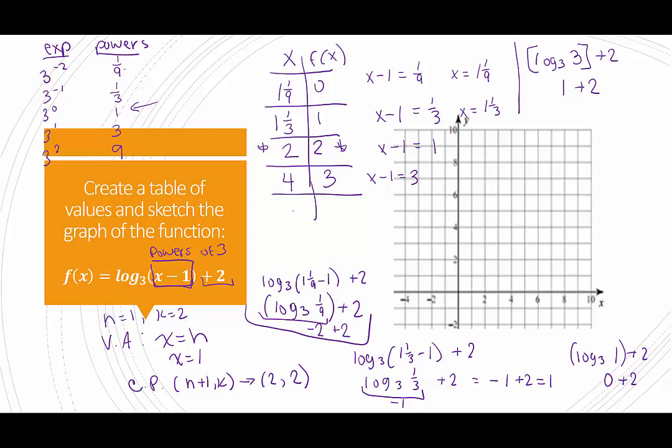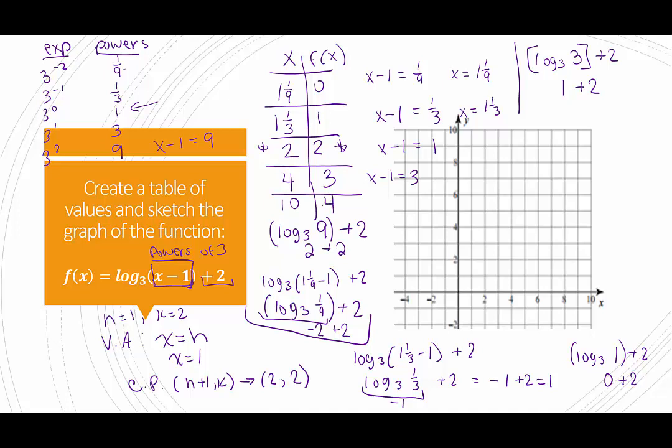Last but not least, I would really like the argument to be, our last one is 9. I want it to be 9. So that's saying x minus 1 is equal to 9. What's going to give me an argument of 9? If I plug in 10, because 10 minus 1 is 9. So now what we have is log base 3 of 10 minus 1, 9, and then plus 2 from the function. This here says 3 raised to what power is 9? That would be 2. And 2 plus 2 is equal to 4.